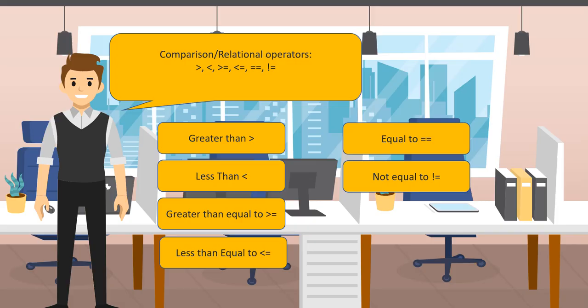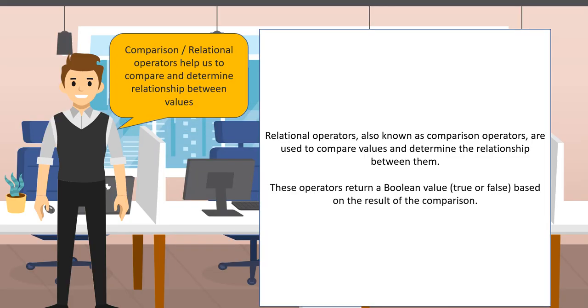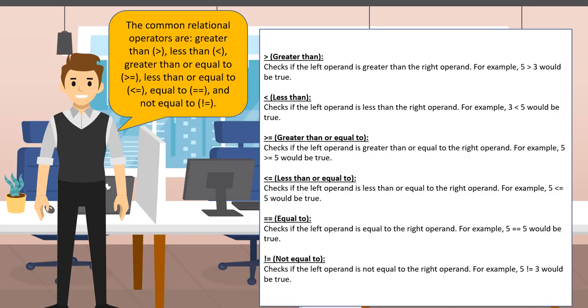Comparison operators, or relational operators: you have greater than, less than, greater than or equal to, less than or equal to, equal to, and not equal to. Let's see these in detail. These operators return true or false based on the condition, and based on that we evaluate steps like decision making. For example, is 5 greater than 3 true or false? Likewise, 3 is less than 5, 5 is greater than or equal to 5, 5 is less than or equal to 5, 5 equal to 5, 5 not equal to 3. All these things you can evaluate.